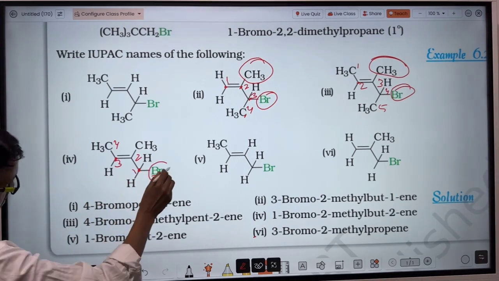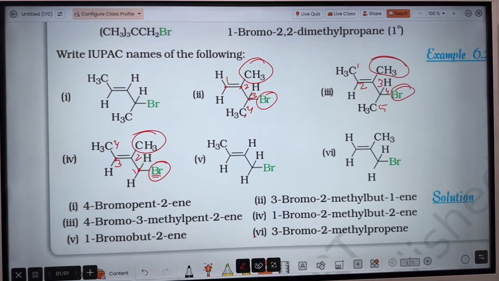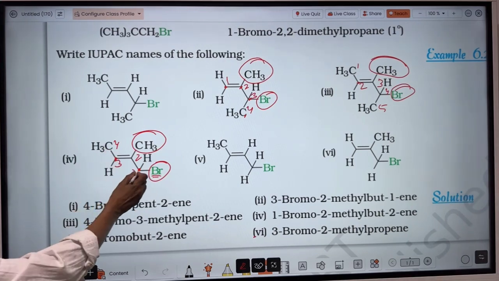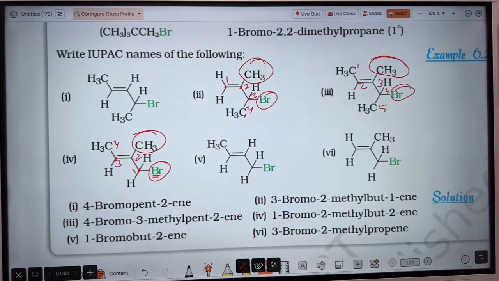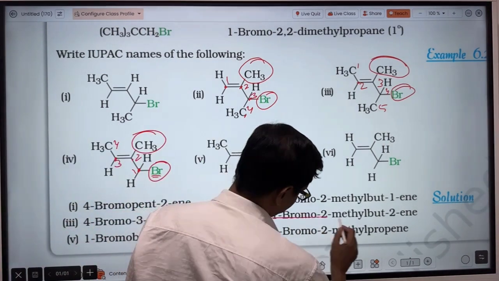This is bromine, this is methyl. So 1 bromo, 2 methyl, and here but, and unsaturation is at 2nd position. So that's why but-2-ene. So 1 bromo, 2 methyl, but-2-ene.